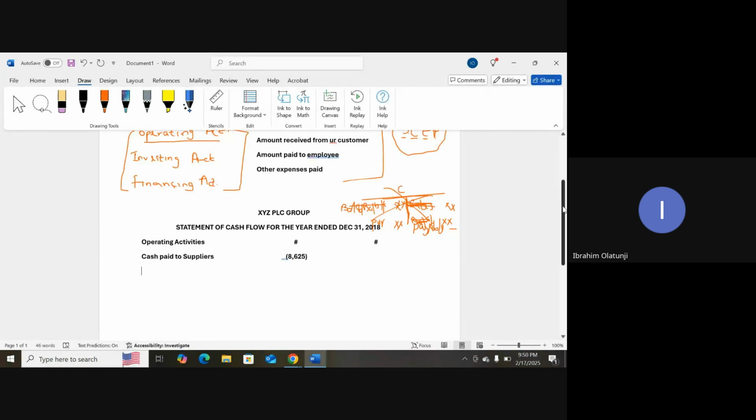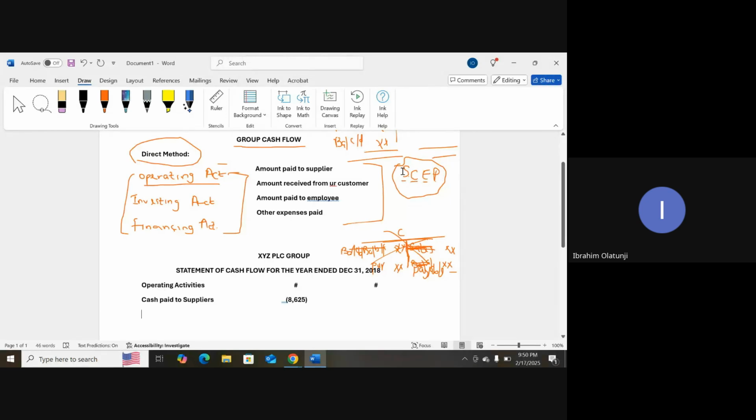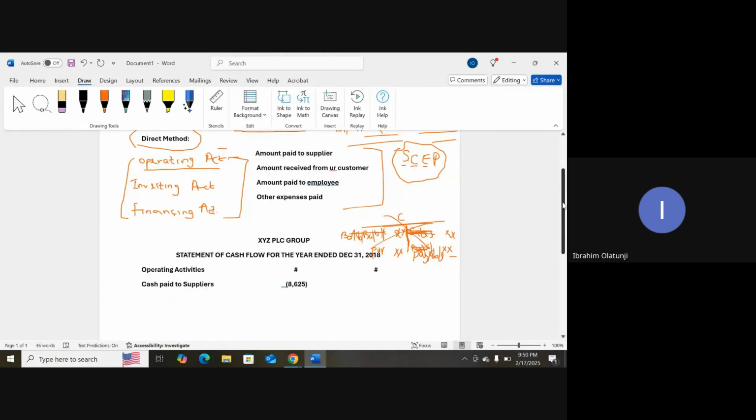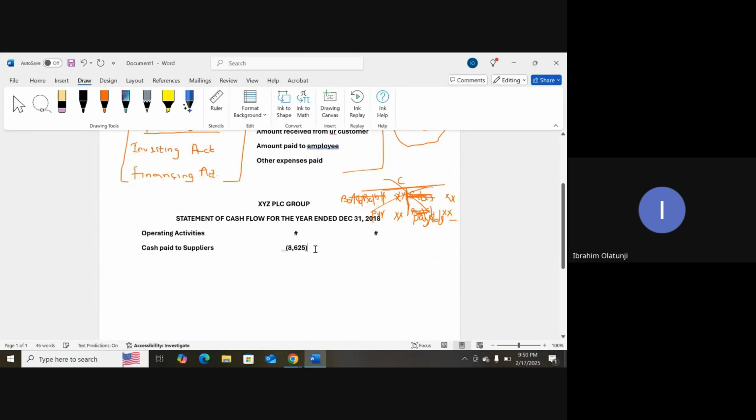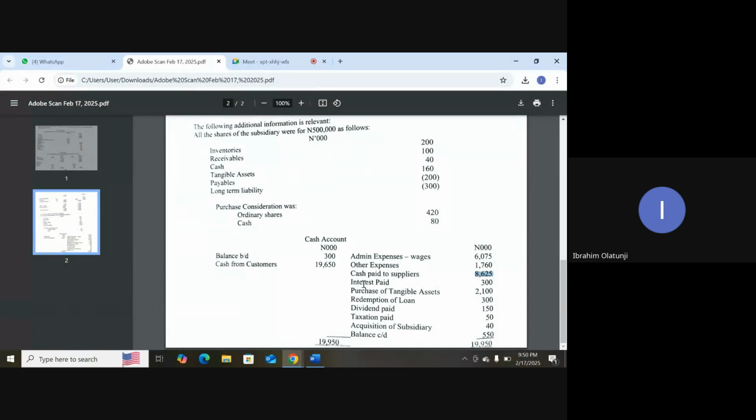Then after supplier, I said, if you remember these acronyms, I said customer. So this time around, you are not mentioning cash to supplier, to customer. You say cash received, because you are the one receiving now. Cash received from customers. Then you go there again and check. Look at it. The examiner is already giving you cash received from customer.